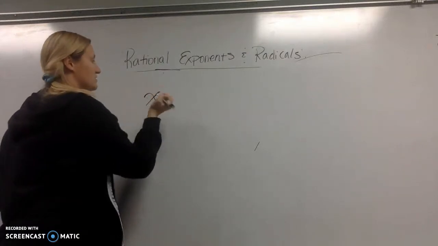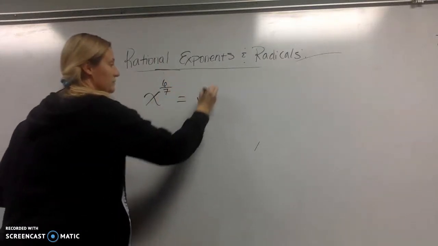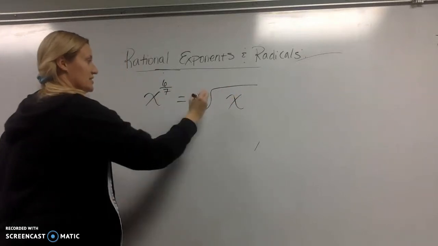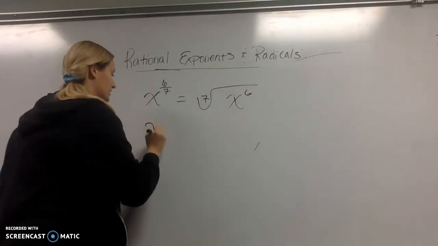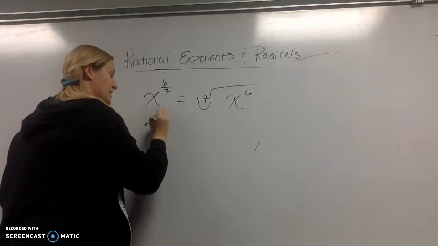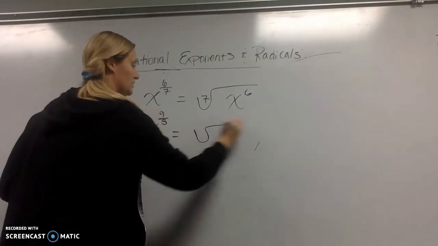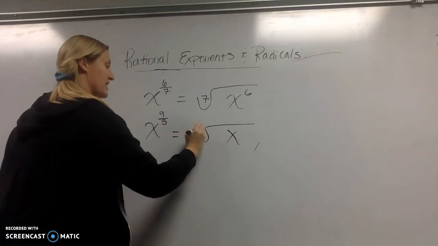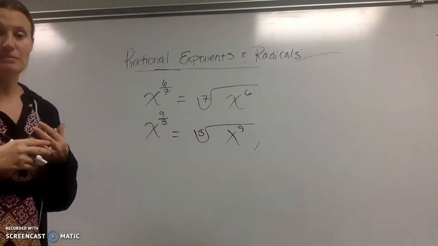If I have x to the 6/7, okay, x is still the base, 7 is my root, 6 is my power, okay? If I have x to the 9/5, okay, it can be an improper fraction. x is my base, 5 is my root, 9 is my power, and it can be that simple.